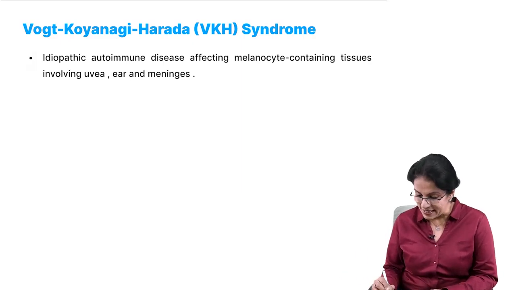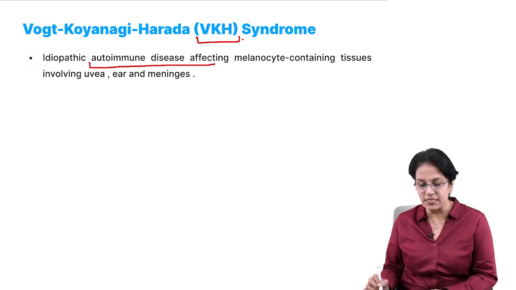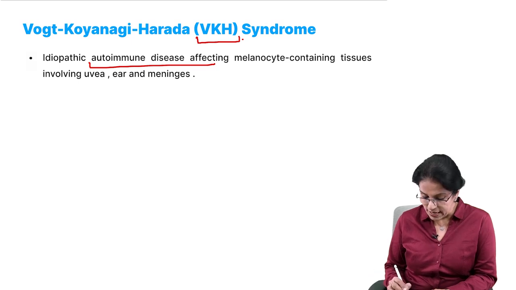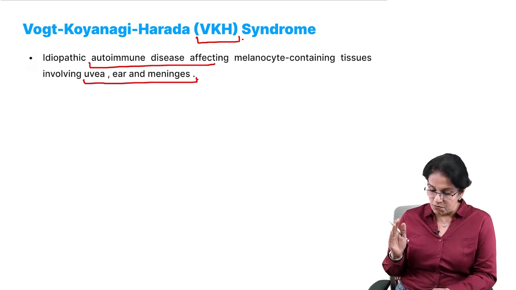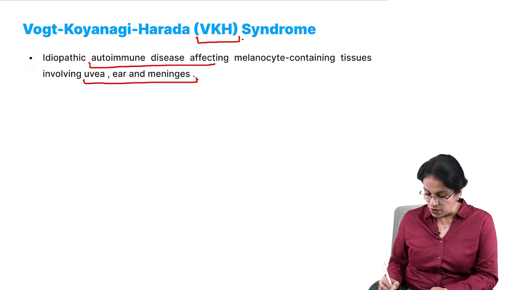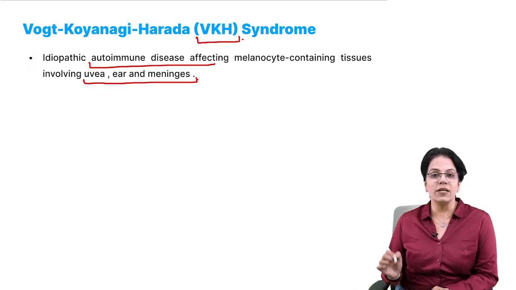That's why such a dramatic name. So, this Uveitis syndrome is an idiopathic disease which is affecting the melanocyte containing tissues like uvea, ear, and meninges. Now, we talk about the main important thing that you have to know, what it causes in the eye. So, let's make it very simple.